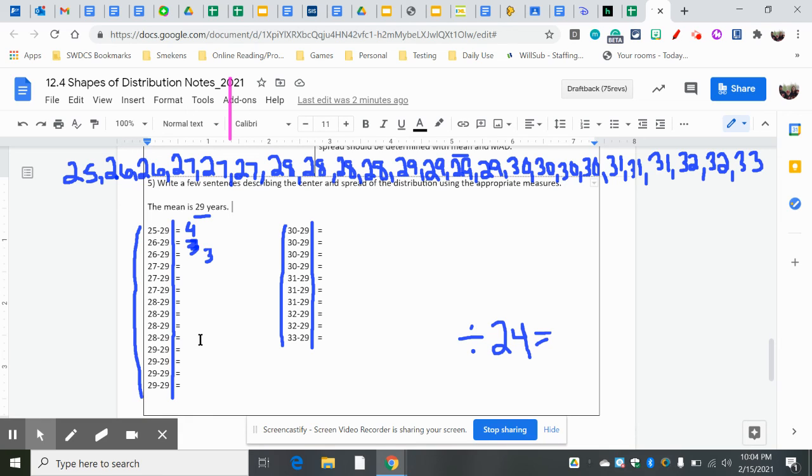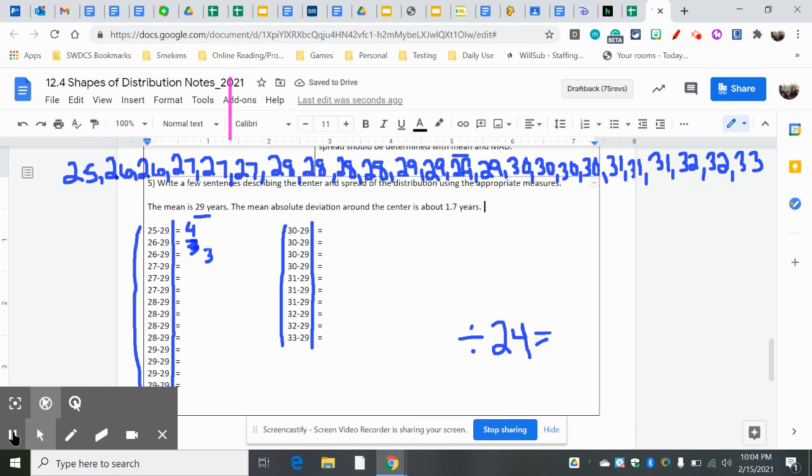When you found all of these differences and then you divided by 24, you should have gotten that the mean absolute deviation around a center is about 1.7 years. Great job, and thank you for working so hard on this.